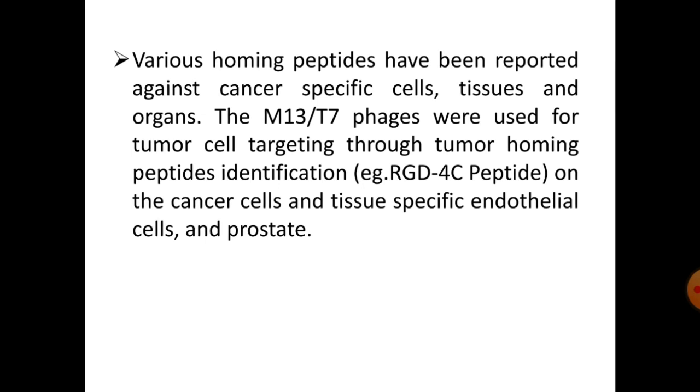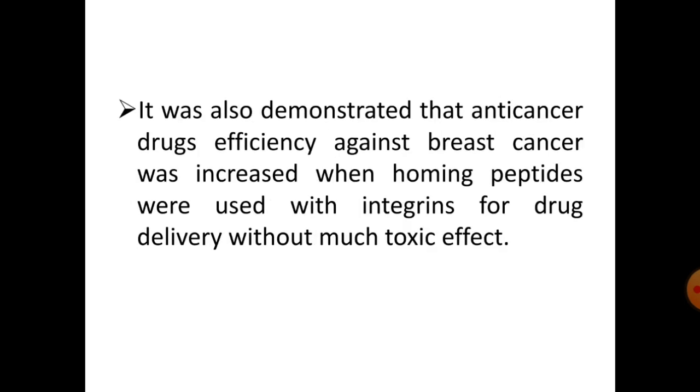The M13 and T7 phages were used for tumor cell targeting through tumor homing peptide identification, such as the RGD4C peptide, on the cancer cell and tissue-specific endothelial cells and prostate. It was also demonstrated that anti-cancer drug efficiency against breast cancer was increased when homing peptides were used with integrins for drug delivery without much toxic effect.